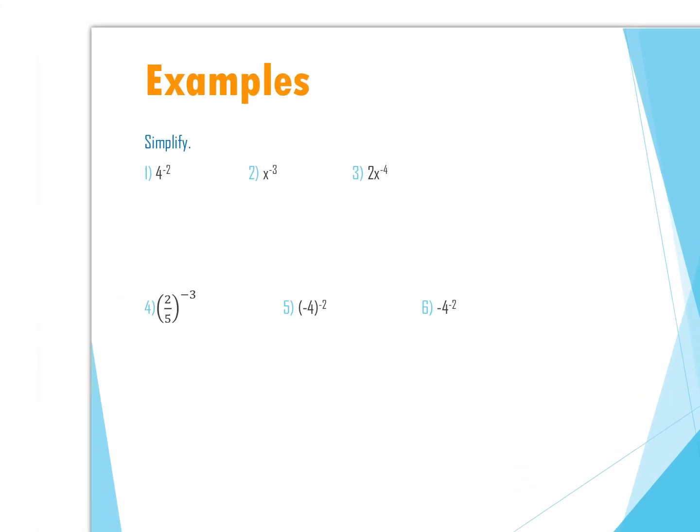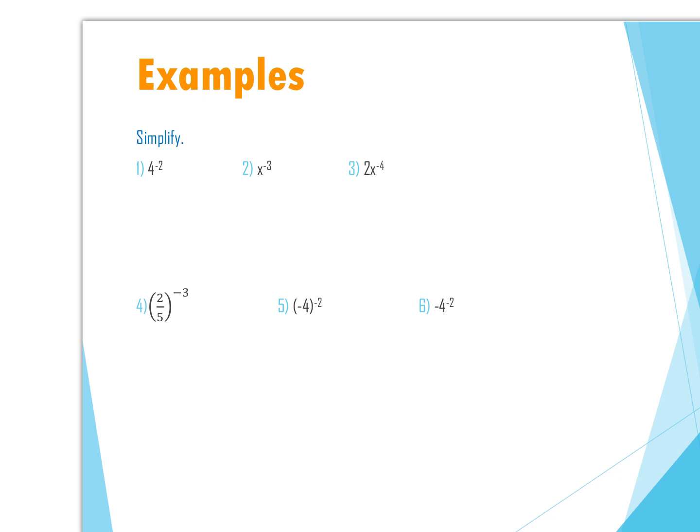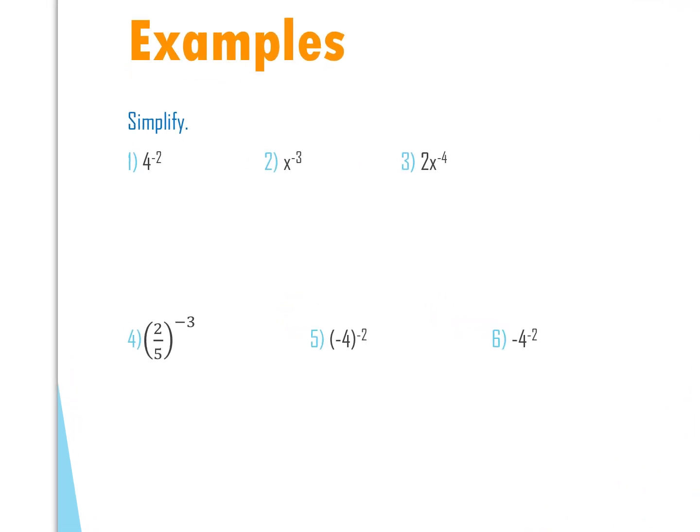So let's do a bunch of problems and see how we do with this. We have 4 to the negative 2 power, which is equivalent to 1 over 4 to the positive 2, which is 1 over 16. If I have x to the negative 3 power, that's equivalent to 1 over x cubed. Again, if the negative's up top, you just move it to the bottom.